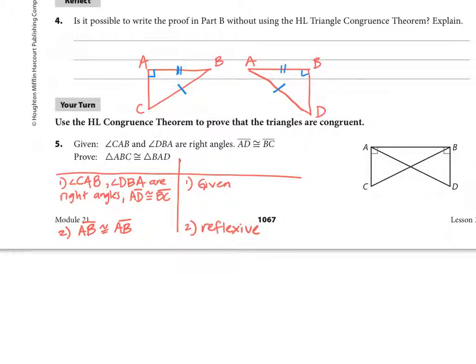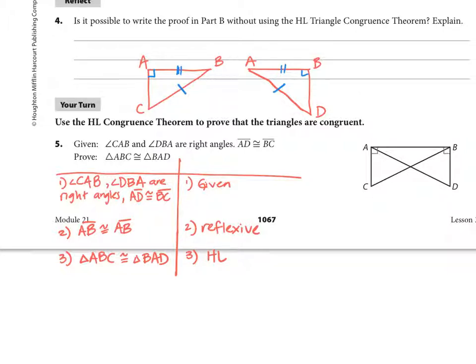And I have enough information now to get to my proof. So I have the hypotenuse here and here. I have a leg here and here. They're both right angles, which means they're right triangles. And that is plenty to prove that triangle ABC is congruent to triangle BAD. And we know that because of the HL congruence theorem.